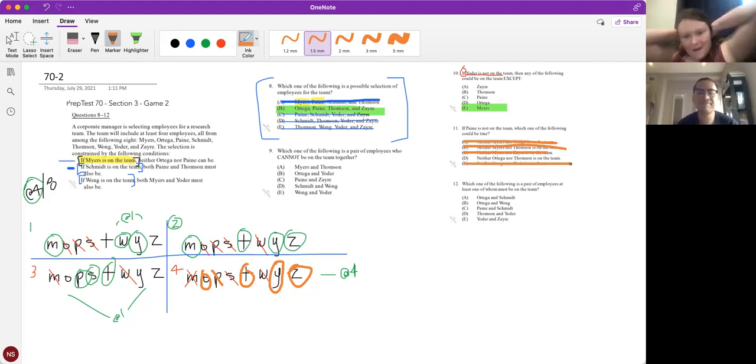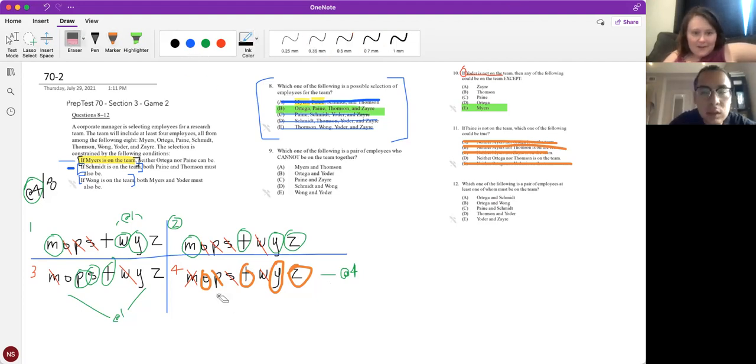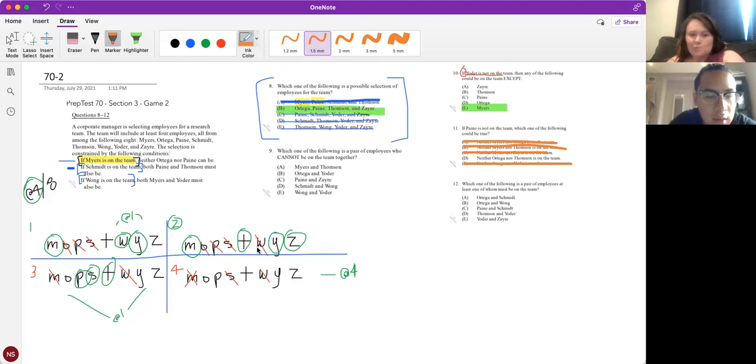And so now I would go back to number 9. It says, which one of the following is a pair of employees who cannot be on the team together? I would just start with A. M and T. M and T can be together, because we have that on number 2, so that's easy to cross off. OY, I think 4 makes OY possible. PZ, I think 4 makes it possible.